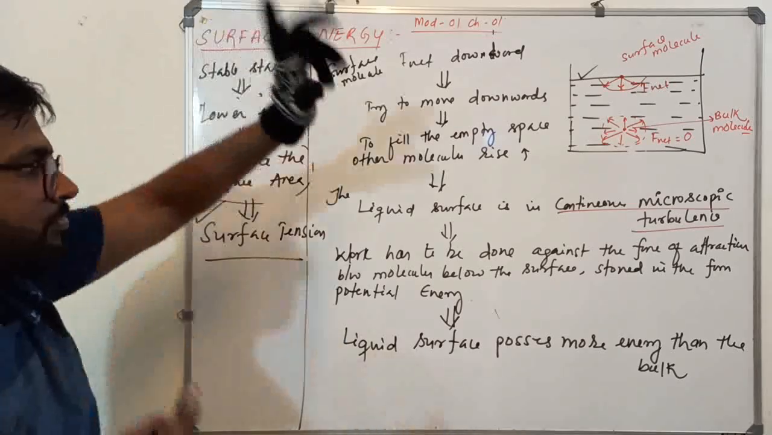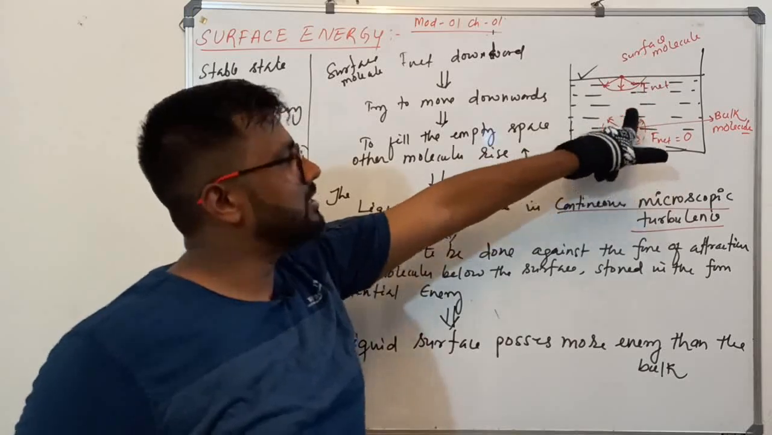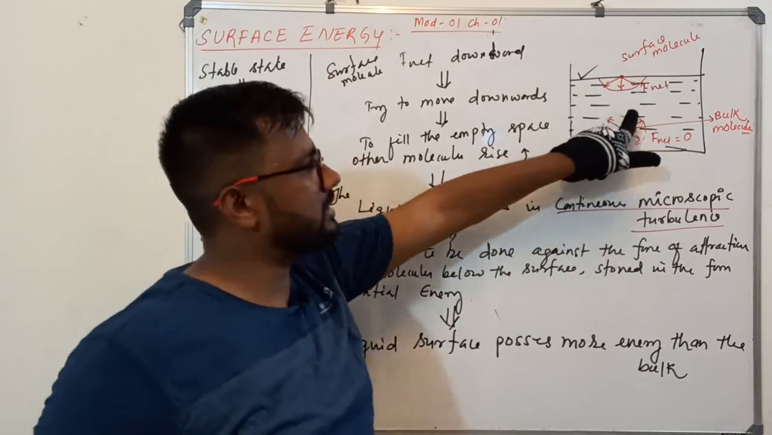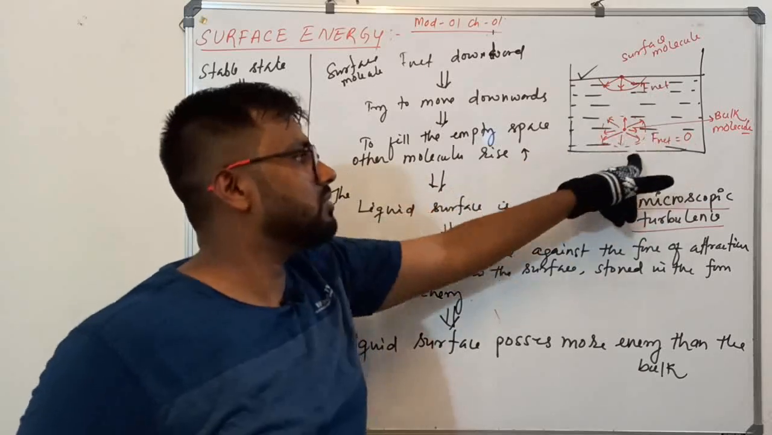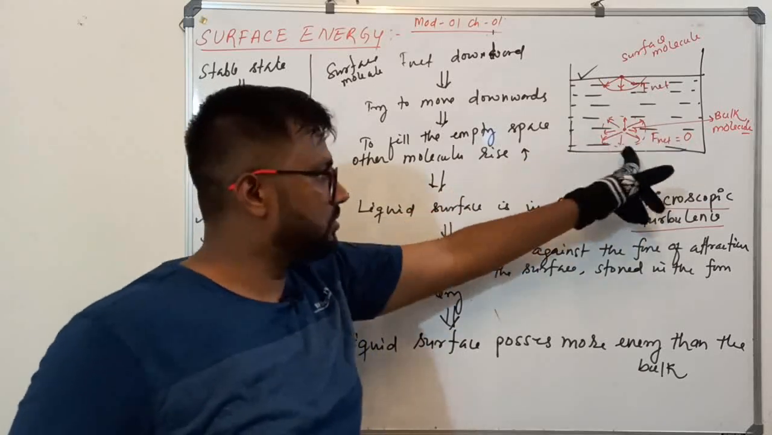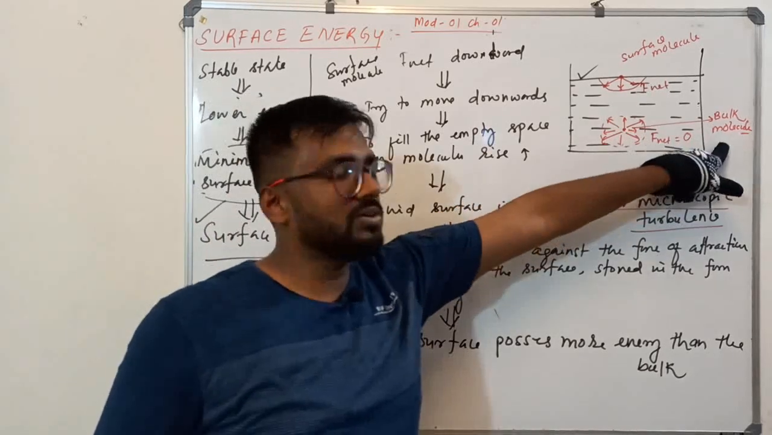Look, what is happening? We have a bulk molecule. We have a surface molecule. The bulk molecule is being equally forced. The force acts on the bulk molecule equally throughout its periphery, throughout its circumference, from everywhere. Equal force is applied. That's why the net force acting on the bulk molecule is 0.